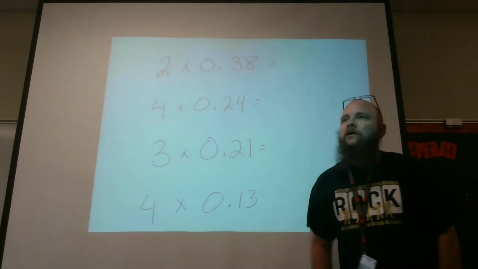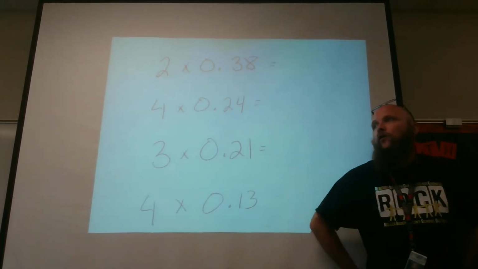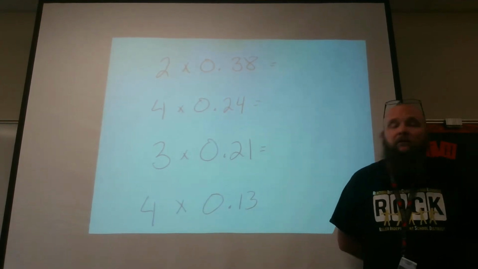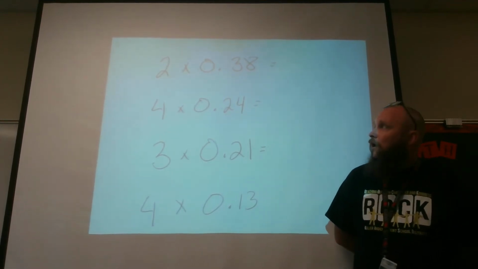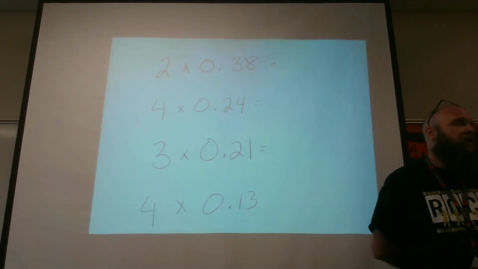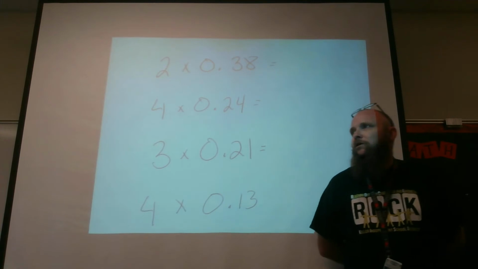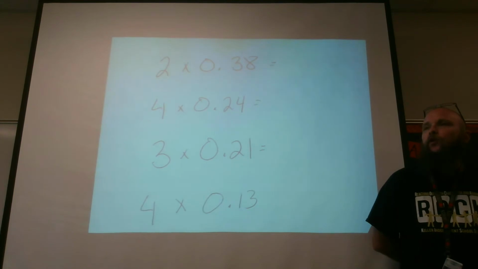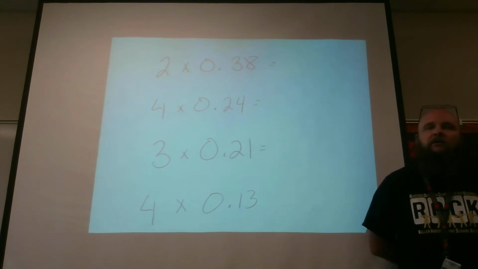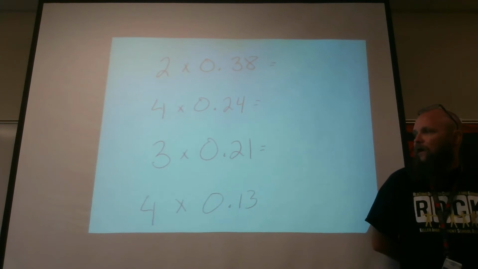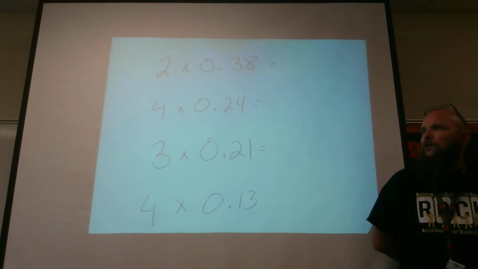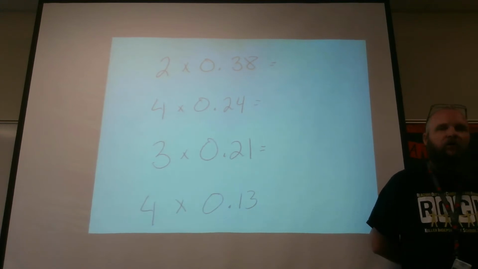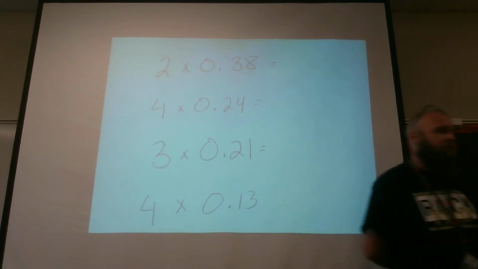So if on this first one you got a product of 2 or greater, then there's a mistake somewhere. On the second one, if you got a product of 4 or greater, then there's a mistake somewhere. On the third one, if you got a product of 3 or greater, you have a mistake somewhere. And on the fourth one, if you have a product of 4 or greater, you have a mistake somewhere. So look at your paper for that first.